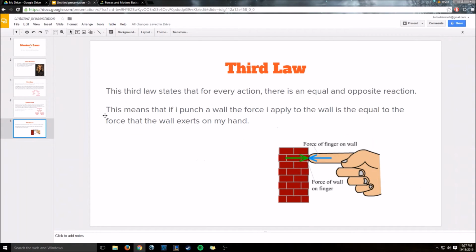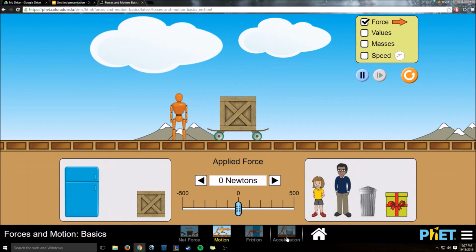And then we go down to Newton's third law. It states for every action there is an equal and opposite reaction, which we can't show on here.